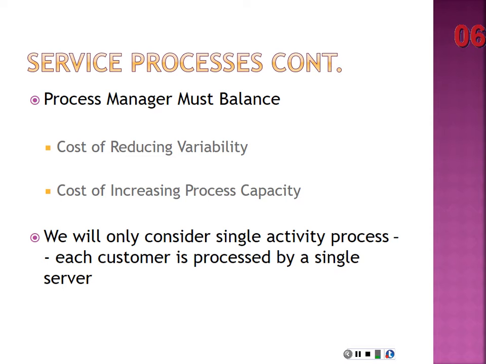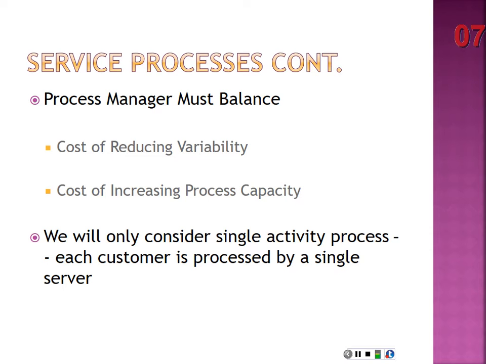So a process manager has to balance the cost of reducing the variability with the cost of increasing process capacity, because a lot of times the easy answer is, well, let's just add more cash registers, right? That seems like an answer for the university bookstore, okay? But there's cost associated with that. So are there ways that I can reduce that variability, right? One of the suggestions that we made to them is that they offer a discount or a promotion for students that come in from 8 to 10 in the morning or from 4 to 6 in the afternoon, to try to spread out so that you don't have everybody coming in from 10 to 2 o'clock in the afternoon, okay?